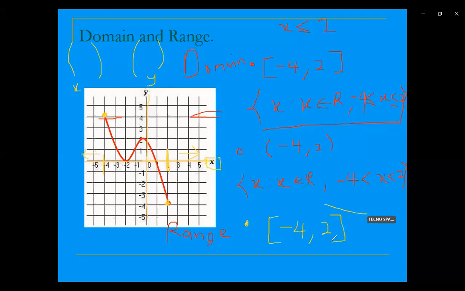If the edge was open, you open the brackets. If the edges were open, round, without being shaded, you have to just open it. It means that that particular point is not part of what? The domain, or it's not part of the interval we are considering.